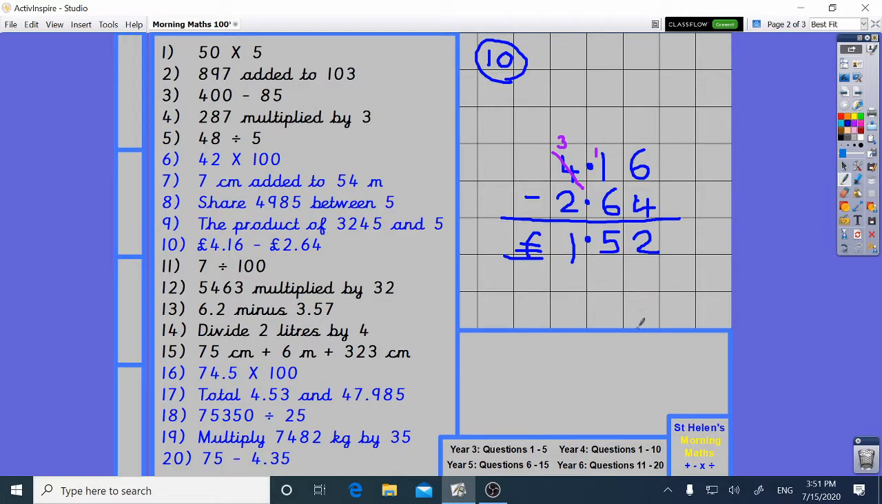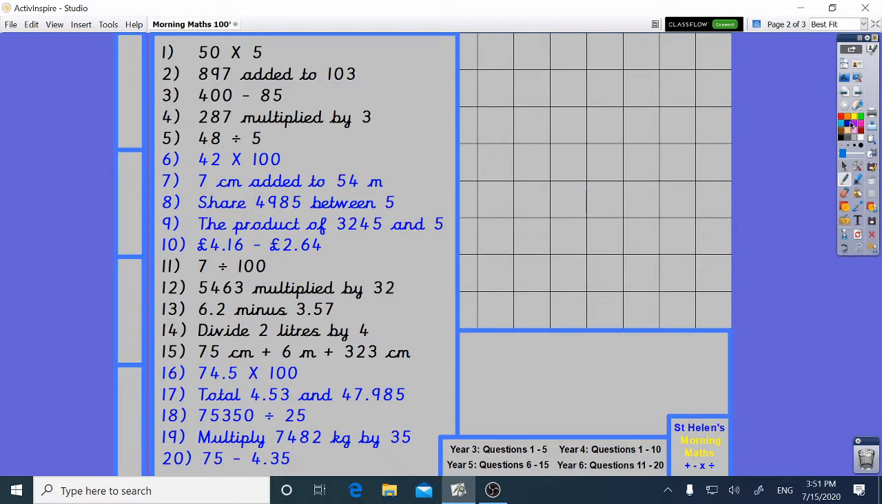We've got 1 and a bit pounds left. And it's time for year 5. I'm going quite quick today. This might be my record. Don't know what my record is.